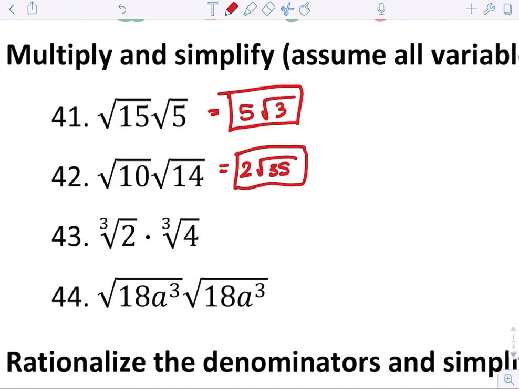All right, 43. Both of them are cube root, no problem. So that means let's multiply them. Cube root of 8. And you guys, cube root of 8 is 2. 2 times 2 times 2, 8.